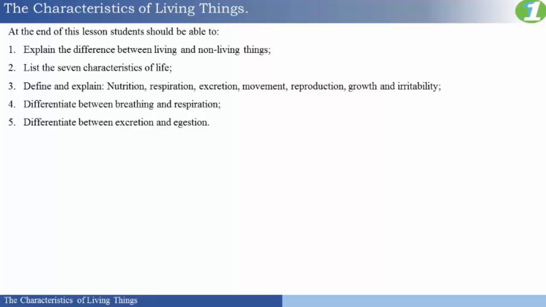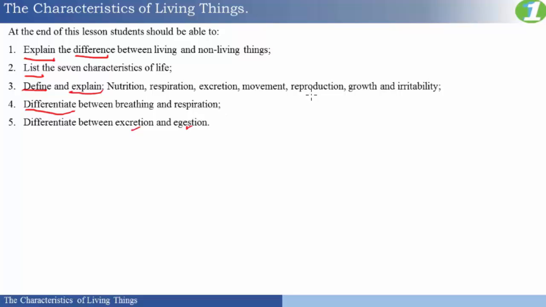The objectives that we will be covering include explaining the difference between living and non-living things. We will also list the 7 characteristics of life. We will define and explain the terms nutrition, respiration, excretion, movement, reproduction, growth, and irritability. We will then differentiate between breathing and respiration, as well as excretion and egestion.